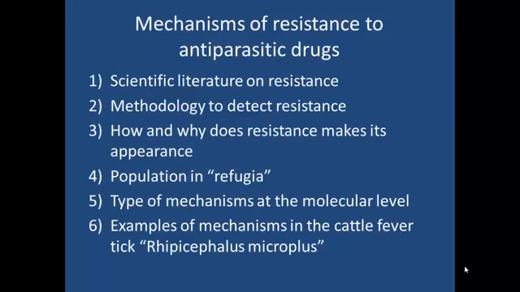Here is an outline of what's covered in this presentation. We will start by briefly mentioning some of the vast literature that we can now find on resistance. We'll then mention a method to detect resistance. We'll then try to explain why and how resistance makes its appearance after we use a dewormer for an extended period of time. We will then integrate this idea with the concept of preserving the so-called population in refugia, and we'll finally revise some types of mechanisms of resistance that take place at the molecular level, and give some practical examples of this using the cattle fever tick as a model of a parasite.